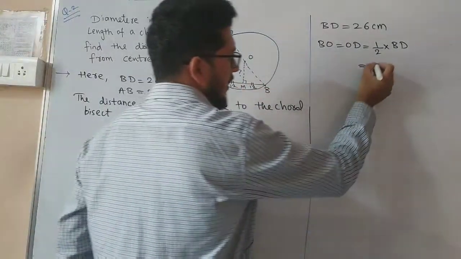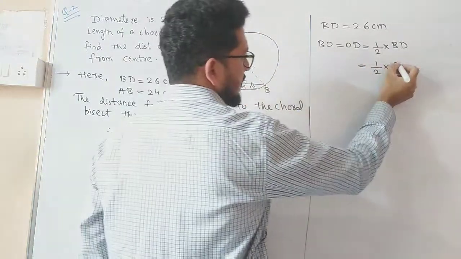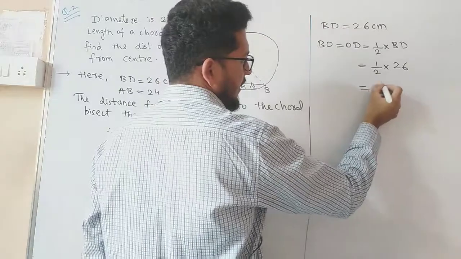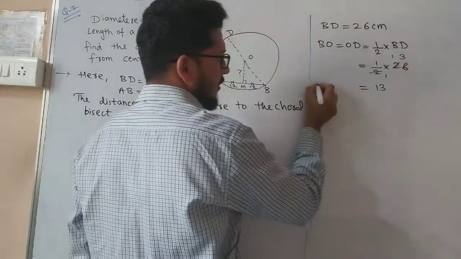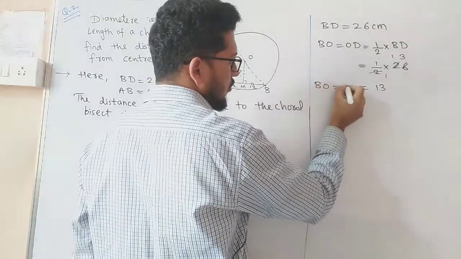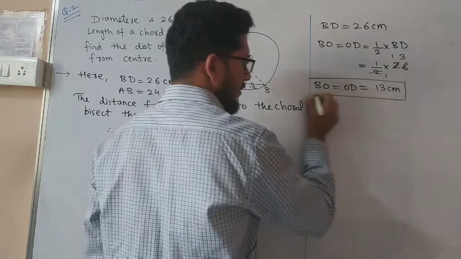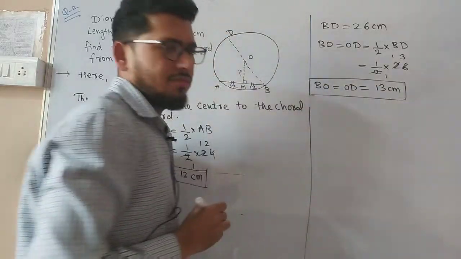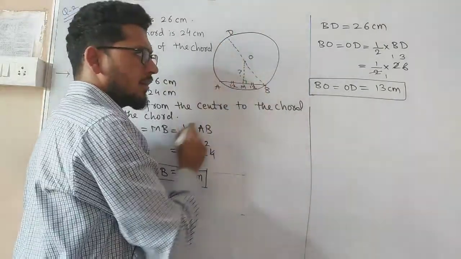So we'll write here half of BD. What is the value of BD given? 26. Write here 26. You divide it. What will you get? 2 1s are 2, 2 3s are 6. So therefore BO is equal to OD is equal to 13 centimeter. We have got this value. Okay. Now we have got OB and OD as 13.